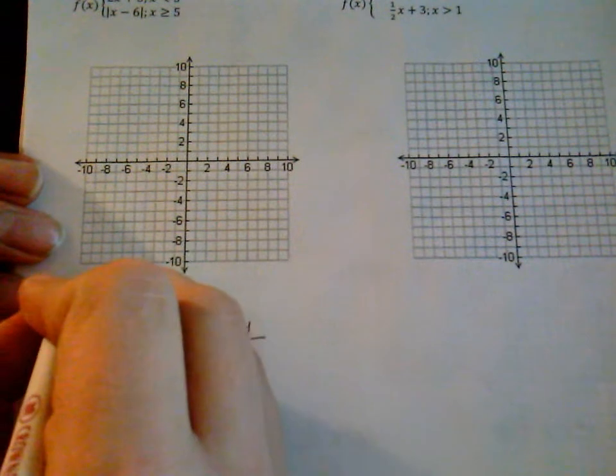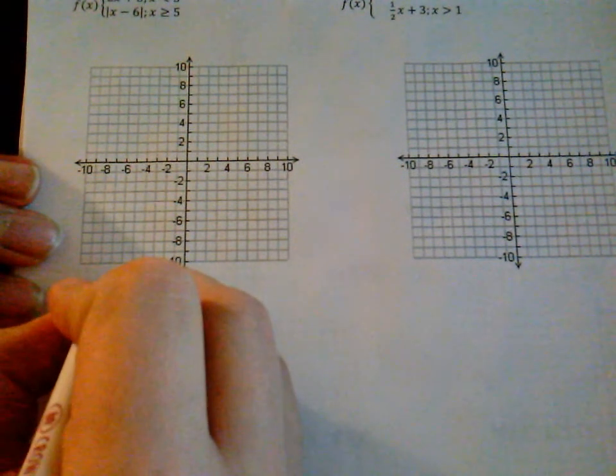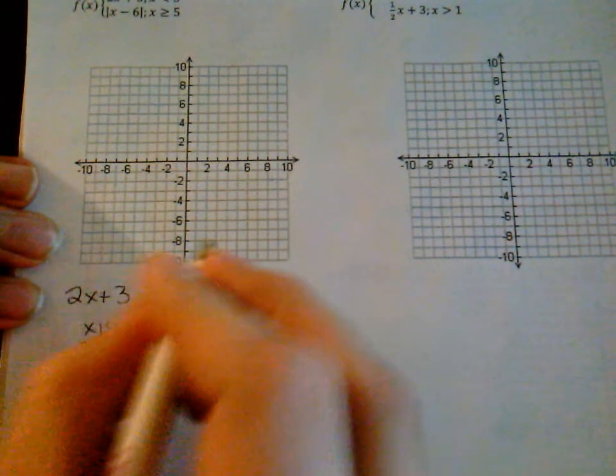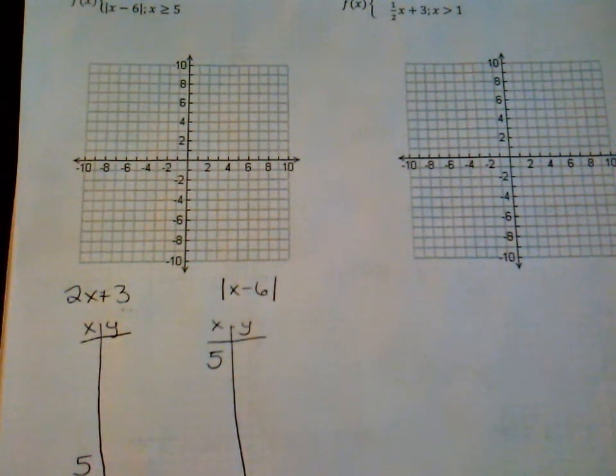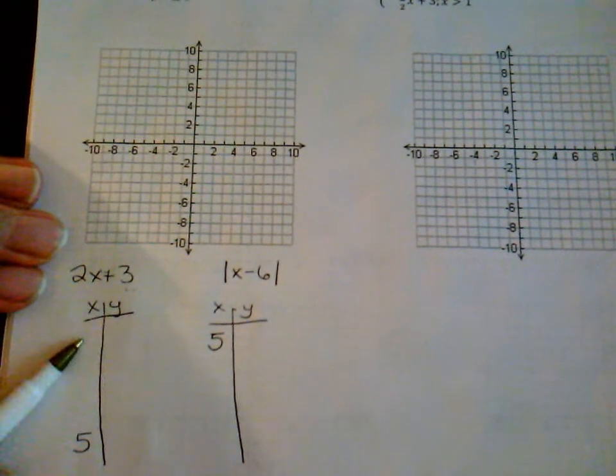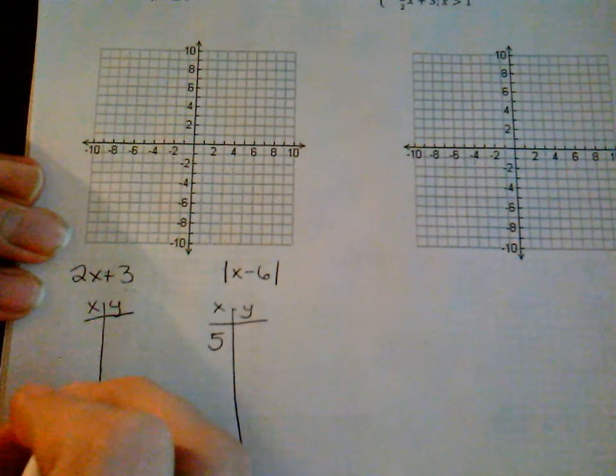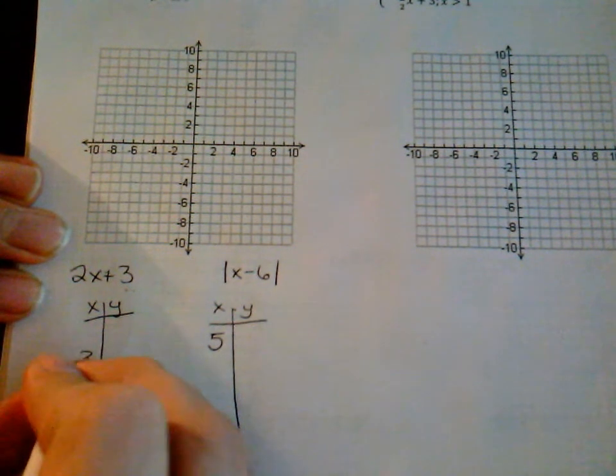So it's going to become 2x plus 3, and the absolute value of x minus 6. In both of these, I'm going to write a couple numbers above and a couple numbers below. So it's going to be 4, 3.